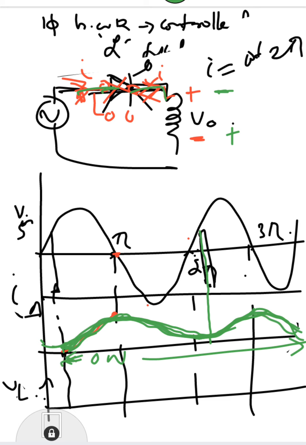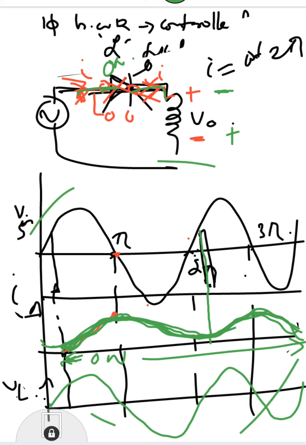So what is the output voltage? When the switch is on for the entire duration, what is the output voltage? You get the source voltage. For the entire duration, you will get the source voltage. So this is the property of an inductor. The average value across the inductor will always be 0. This is what happens in a pure inductor. Okay.